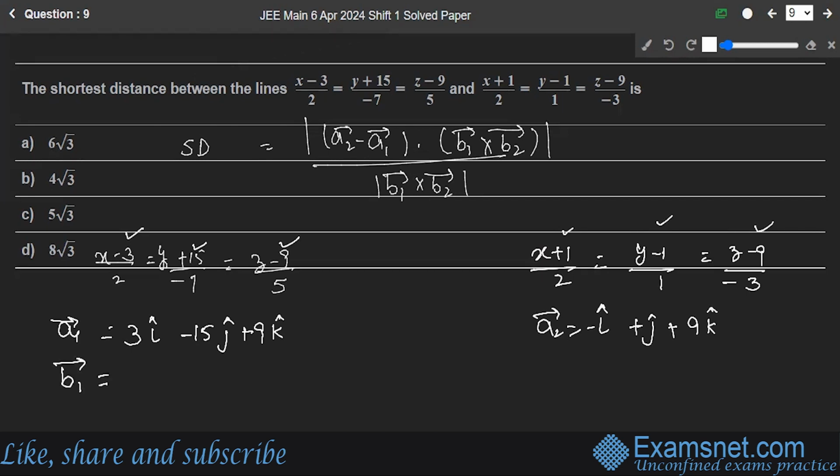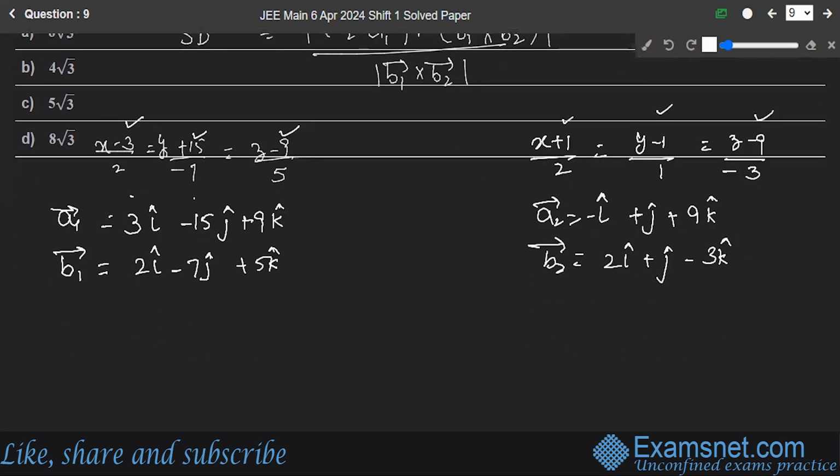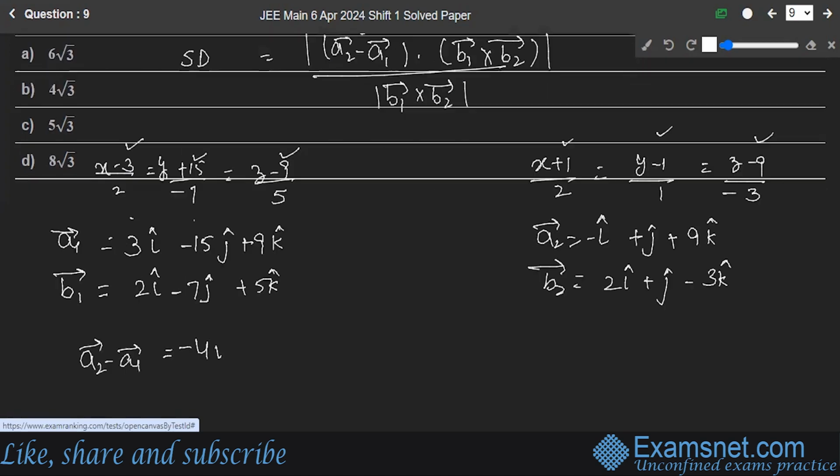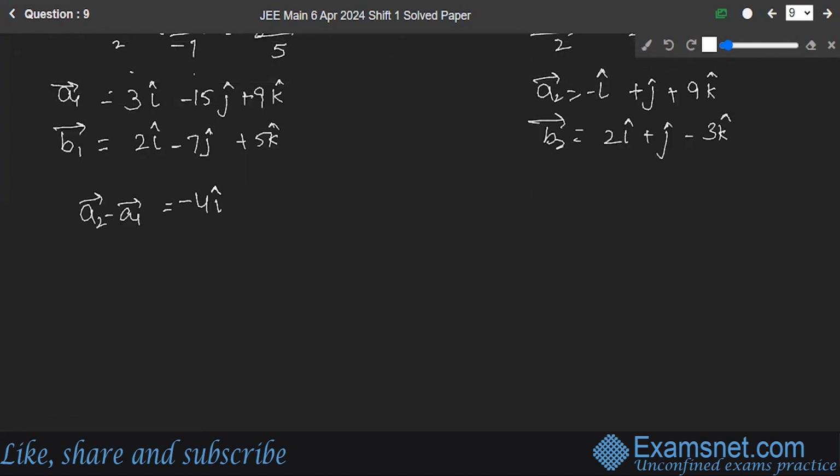And B1 vector will be given by 2, minus 7 and 5. So 2i minus 7j plus 5k. And B2 will be given by 2i plus j and minus 3k. Right. Let's find out first of all A2 minus A1. So A2 minus A1 will be minus 4i and 16j. The 9 and 9 will cancel, so leave it as such.